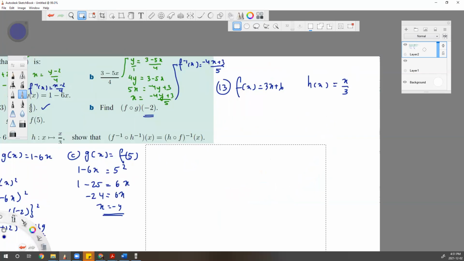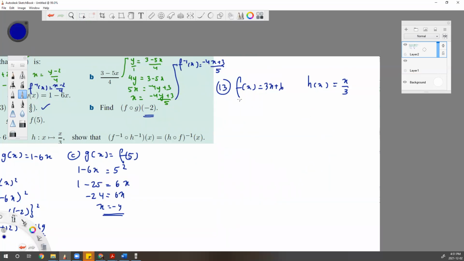Okay, so now the inverse of f, do it one by one. You have to find one by one. So let's say this is y equals 3x plus 6. 3x equals y minus 6. x equals (y minus 6) over 3. So f inverse of x equals (x minus 6) over 3, right? Just switch it.